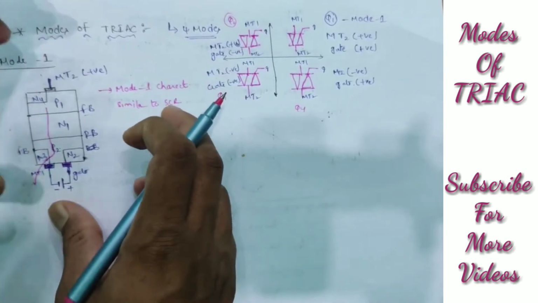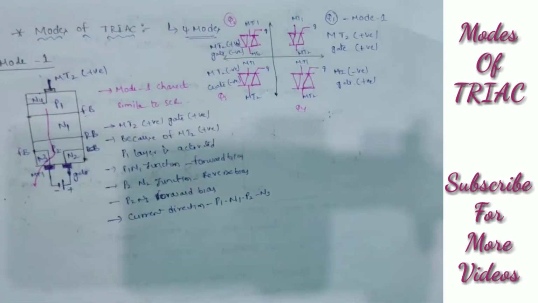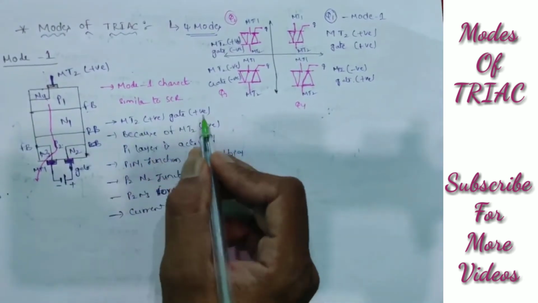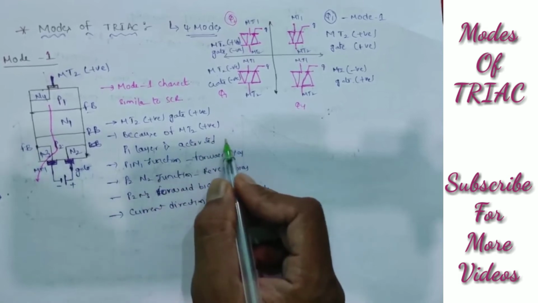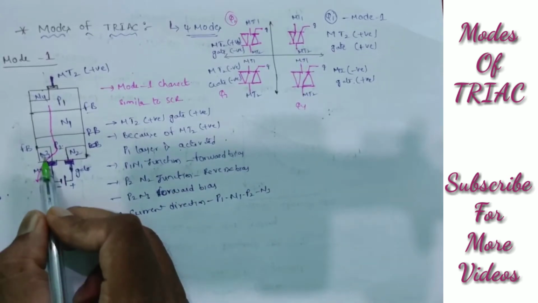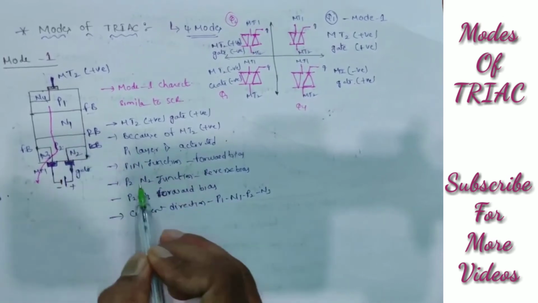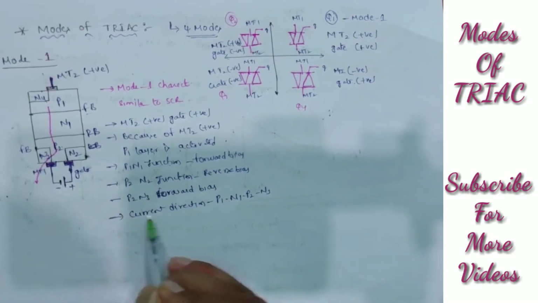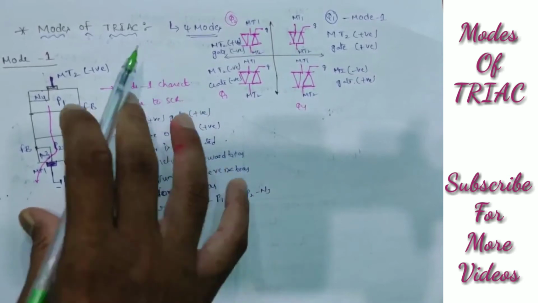Let's write these topics about mode 1. This is the note regarding mode 1: MT2 is positive, gate is positive. Because MT2 is positive, the P1 layer is activated. Because MT1 is negative, the N3 layer is activated. The P1 N1 junction is forward biased, the N1 P2 junction is reverse biased, and P2 N3 is forward biased. So the current direction is like this. The mode 1 characteristics are similar to the SCR. This is about mode 1.